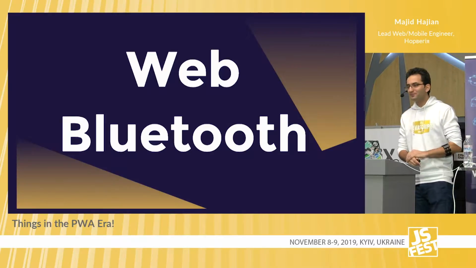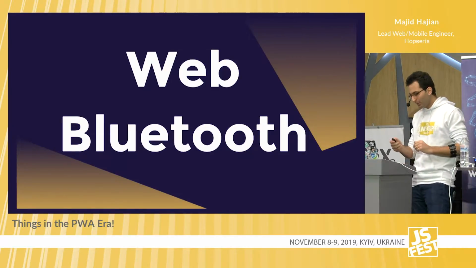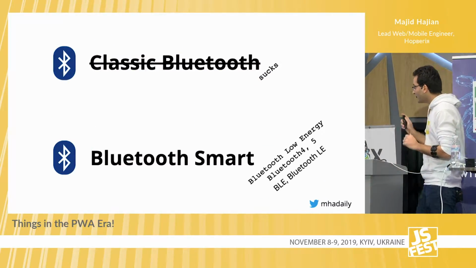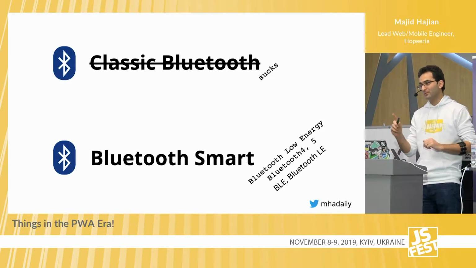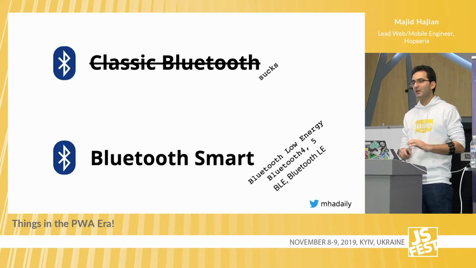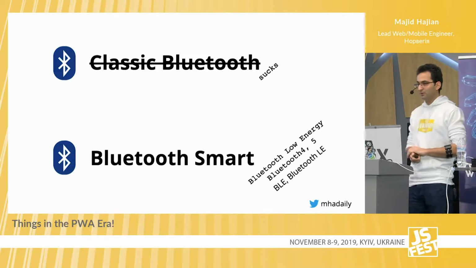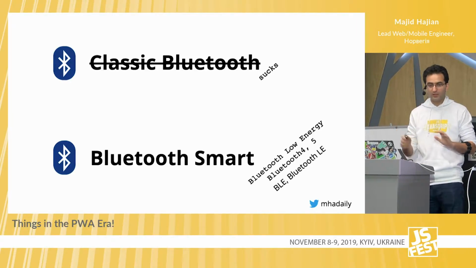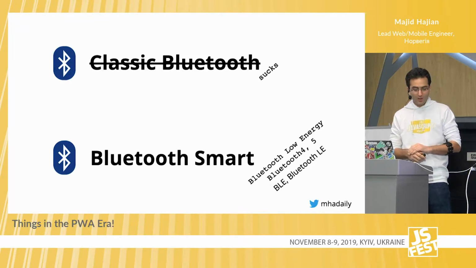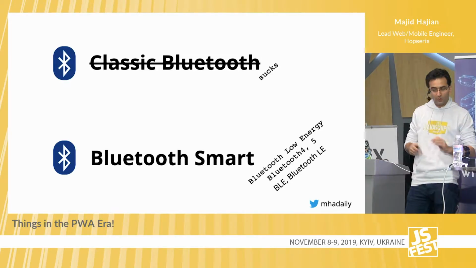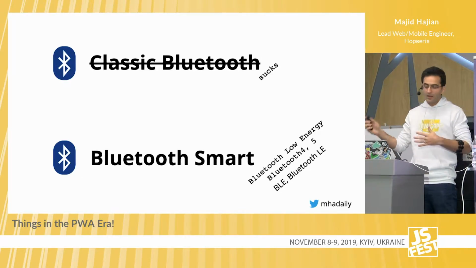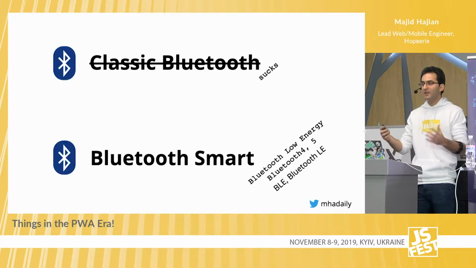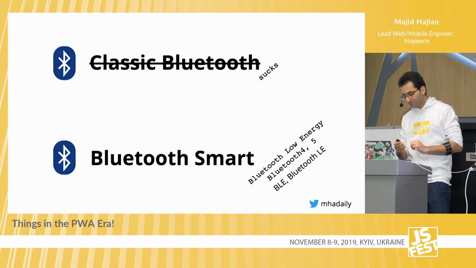Web Bluetooth. Let's go through it quickly. When I'm talking about Bluetooth, I'm talking about Bluetooth Smart, so don't mix it up with the classic Bluetooth API. We're not going to talk about that. We're going to talk about Bluetooth Low Energy, Bluetooth 4, 5, BLE. These are the names for Bluetooth Smart.